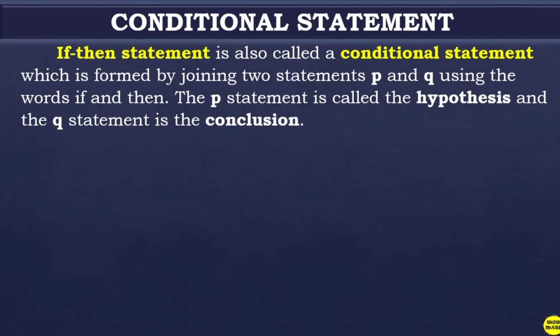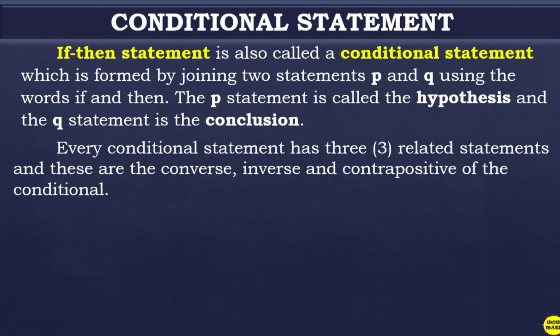So, if P, then Q. Or if hypothesis, then conclusion. The P statement is called the hypothesis and the Q statement is the conclusion. That's why we have if P, then Q, or if hypothesis, then conclusion. So, the hypothesis is always after the word if, and the conclusion is always after the word then. Usually. Mas madalas.